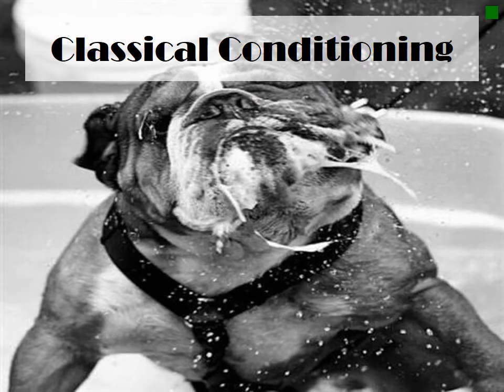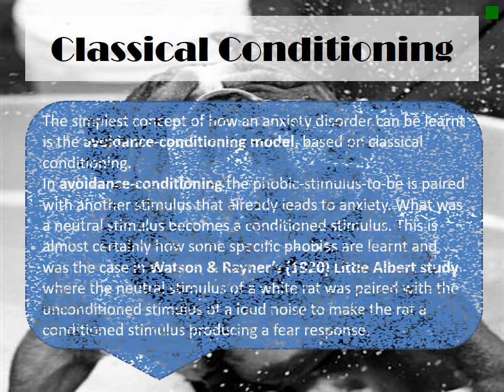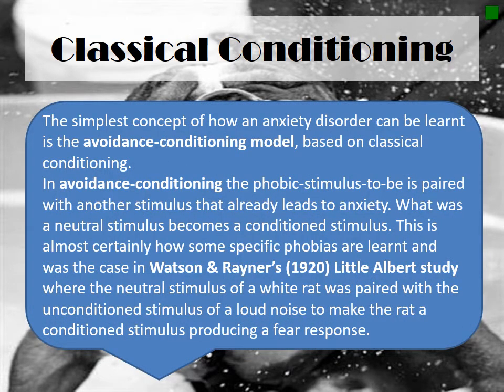Classical conditioning is the most widely accepted explanation for phobias. Classical conditioning itself focuses on the avoidance conditioning model. Now, this is the idea that the phobic stimulus is paired with another stimulus that leads to anxiety. I'm going to give you a really clear example of this on the next slide. But what was a neutral stimulus, such as a spider, becomes a conditioned stimulus with a conditioned response of fear.